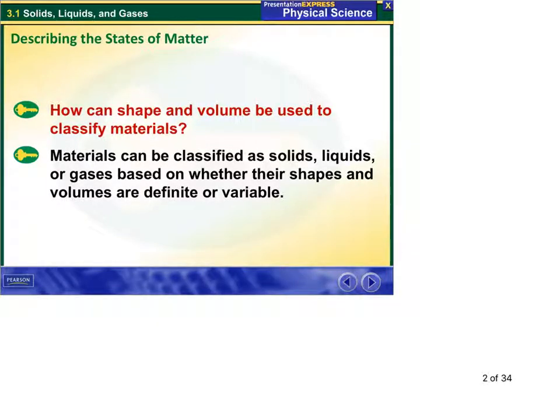Today we get notes for section 3.1, solids, liquids, and gases. First key question we have: how can shape and volume be used to classify materials? Materials can be classified as solids, liquids, and gases based on whether their shapes and volumes are definite or variable.